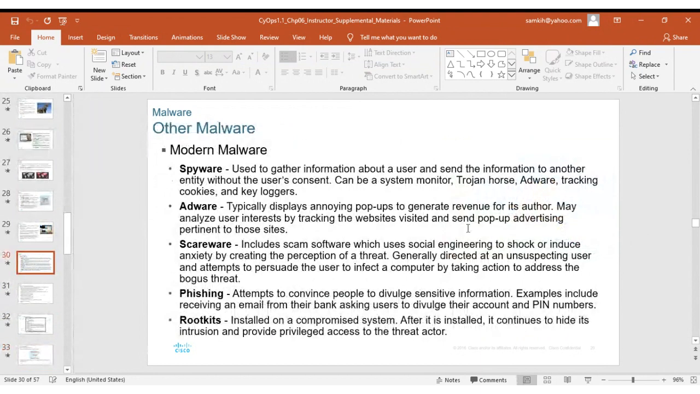So we have got modern malwares. These are some of the modern malware that we have of late. We have spyware. Spyware is used to gather information about a user, and it sends information to other entities without the user's consent. It can be a system monitor, a Trojan horse, adware, tracking cookies, and keyloggers. They come in different categories, and sometimes we have them in terms of IoT devices.